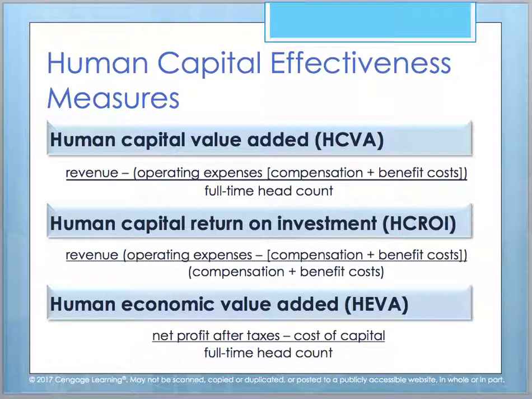And then, of course, here are the formulas for the other three, right? We look at HCVA, the human capital return on investment, as well as economic value added. You can see exactly how they're calculated. So it's not something that's just pulled out of the air, but literally you can see how it's calculated. This is usually built into a software program where those numbers are just plugged in, and after they're double, triple checked, they then come up with the final calculation.